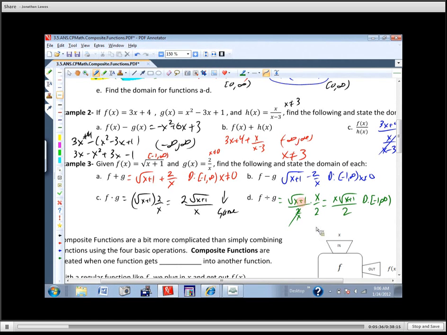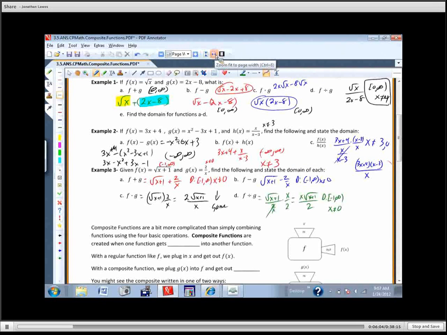Where it came from was right here. And could I plug a 0 into this denominator right here? I couldn't. So it doesn't matter how it gets simplified. You've got to consider, hey, where did these original things come from? If it was a problem starting off right here in g of x, it's still a problem in the end. So that's going to be x not equal to 0. Okay, same thing there. Okay, any questions?